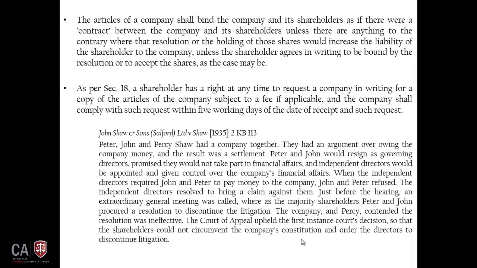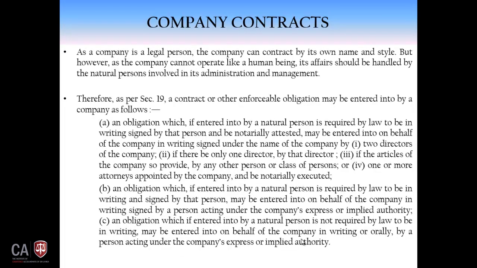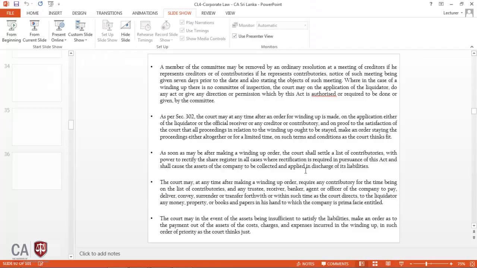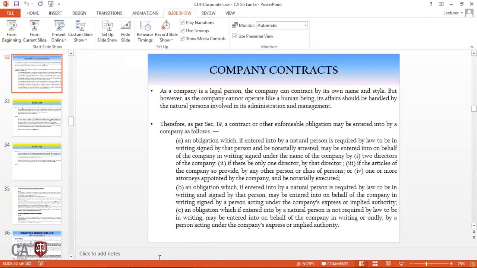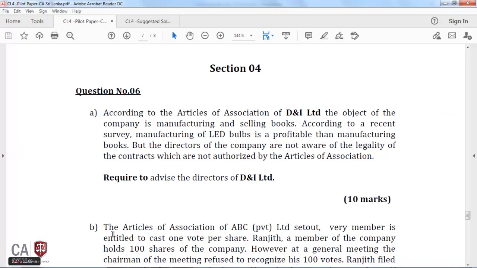The articles of a company shall bind the company and its shareholders as if there were a contract between the company and its shareholders, unless there is anything to the contrary, where that resolution or the holding of those shares would increase the liability of the shareholder to the company, unless the shareholder agrees in writing to be bound by the resolution or to accept the shares, as the case may be. So, the articles of association form the constitution of a company, must be so expressed, and nothing can be done in violation of the articles, and if anything contrary to the articles needs to be done, then you have to alter the articles.